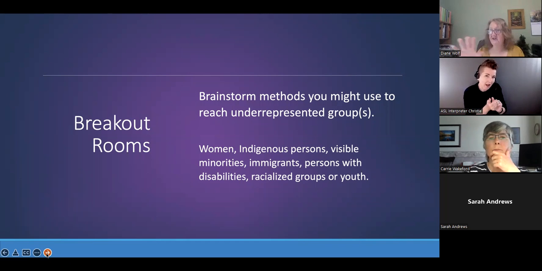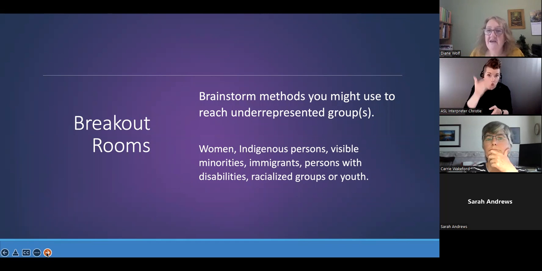And even just not thinking of a group, think of a person that you know who is a member of that underrepresented group. And the more specifically you can imagine that person in your mind, hopefully it's someone you actually know or have met, ask yourself, where would they go if they wanted to find out information? Where could we reach them? So Carrie's going to put you into breakout rooms. We'll give you 5 minutes to do that, and then we'll bring you back.